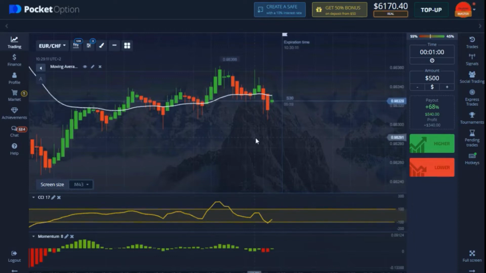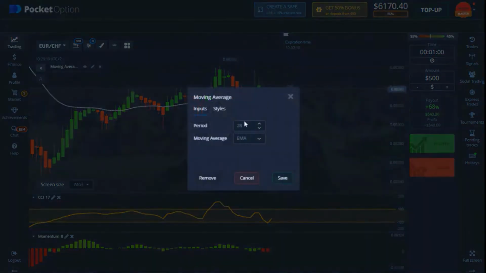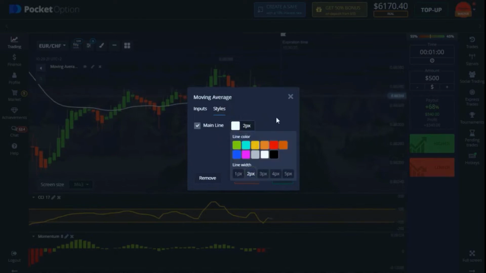For those of you who haven't watched the previous video, we're using three indicators right here. The first indicator is the moving average, and this is the setting. For the period I use 28, and for the moving average type I use EMA. For the color I use white for my main line, and I set it to 2 pixels. That's pretty much all I do here.